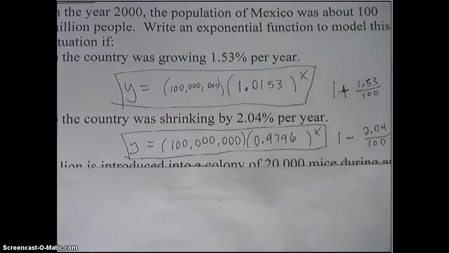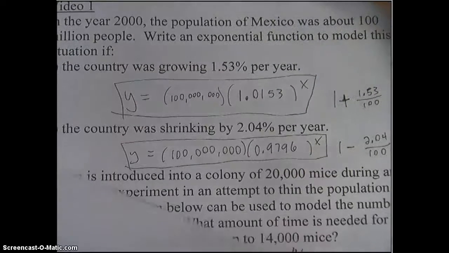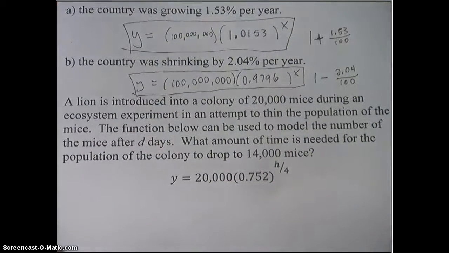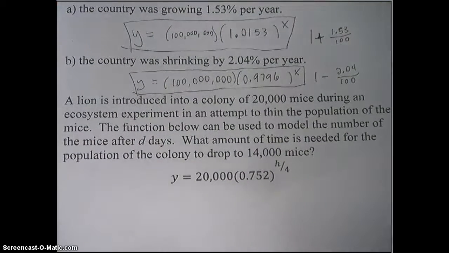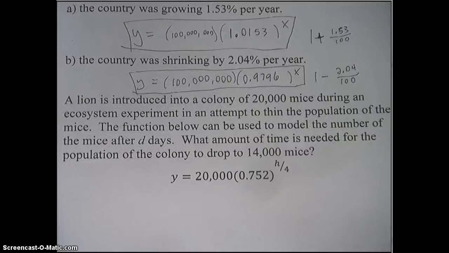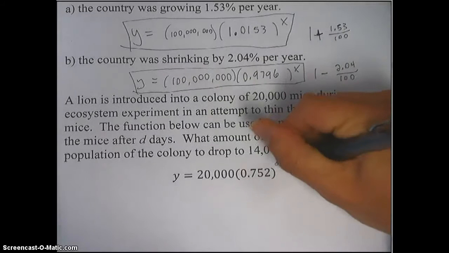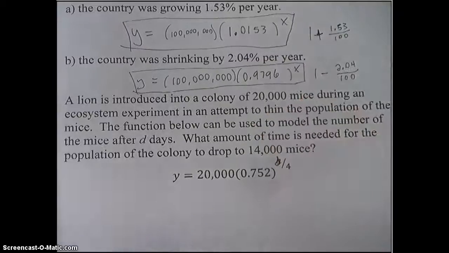But sometimes we write equations, sometimes we use equations to solve the problem. So let's talk about a different one here. A lion is introduced into a colony of 20,000 mice during an ecosystem experiment in an attempt to thin the population of the mice. The function below can be used to model the number of mice after d days. What amount of time is needed for the population of the colony to drop to 14,000 mice? Well, first off, this should probably be a D, not an H. I apologize for that.